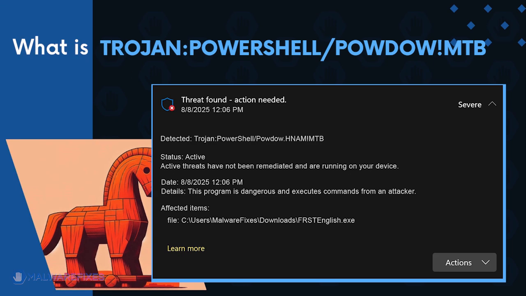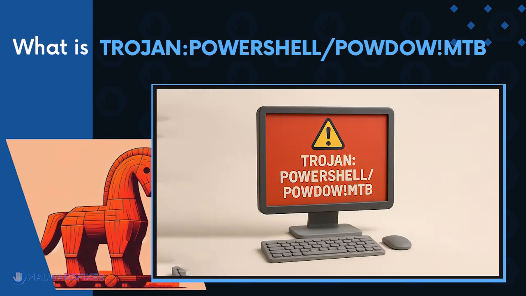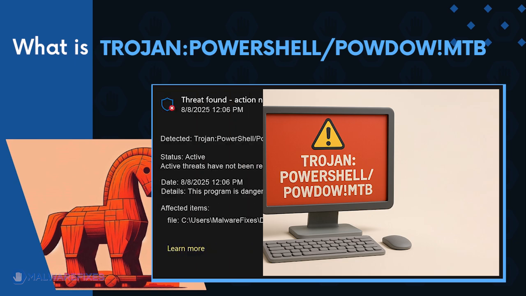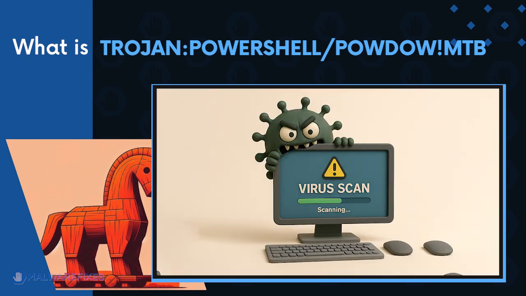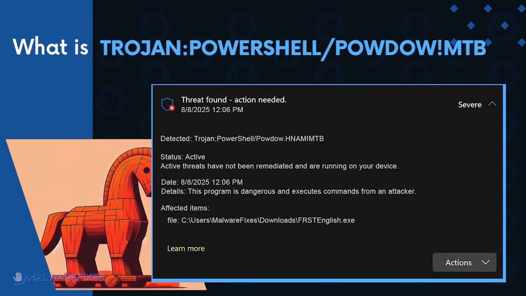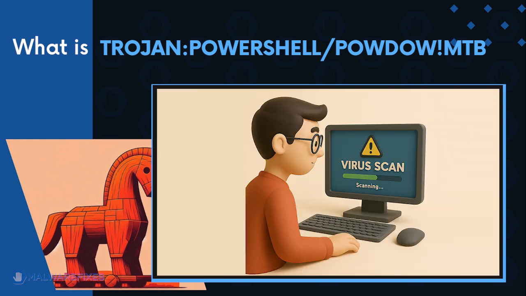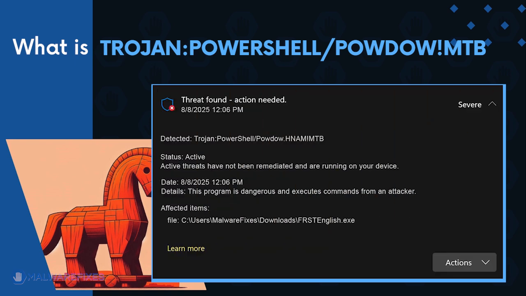Trojan PowerShell Powdow MTB is a hazardous file that runs a PowerShell script in order to exploit vulnerabilities in the Windows system and control the infected computer. This virus is able to avoid detection by disguising itself as a legitimate process. Carefully execute the procedures in this video to successfully remove Trojan PowerShell Powdow MTB.